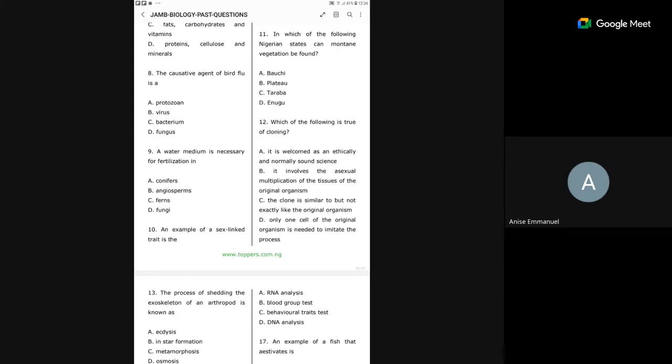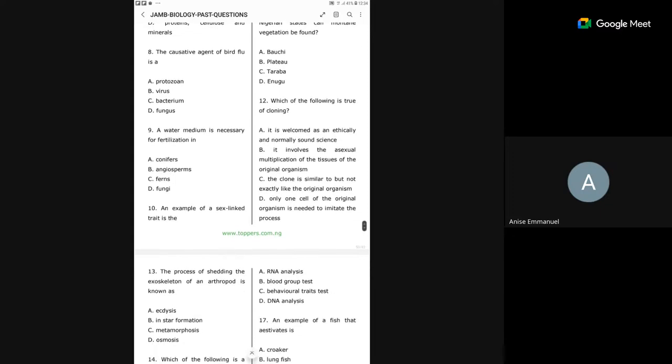The options we have: it is welcome as an ethical and sound science. That is wrong. It is not ethical, and it has been abrogated. It's no longer acceptable. Number two, it involves the asexual multiplication of tissues of the original organism. Okay, the clone is similar to, but not exactly like the original organism. Only one cell of the original organism is needed to initiate the process. The answer is option D. Only one cell of the original organism is required to initiate the process. So we'll go to the next one.